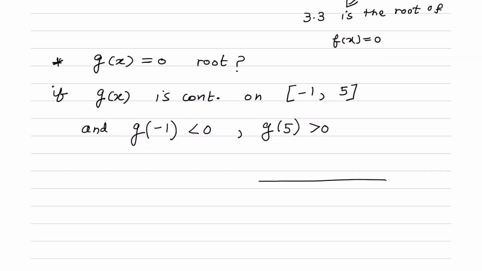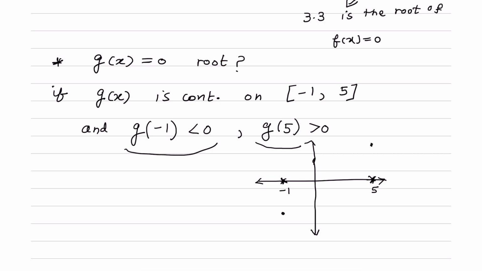Let's also look at this through the graph. Let's mark the interval on which the function g is continuous. Somewhere here it is -1 and here it is 5. Now we know that at -1 the value of g is negative, so g at -1, somewhere here, is negative, and g at 5 is positive, so somewhere here it is positive.